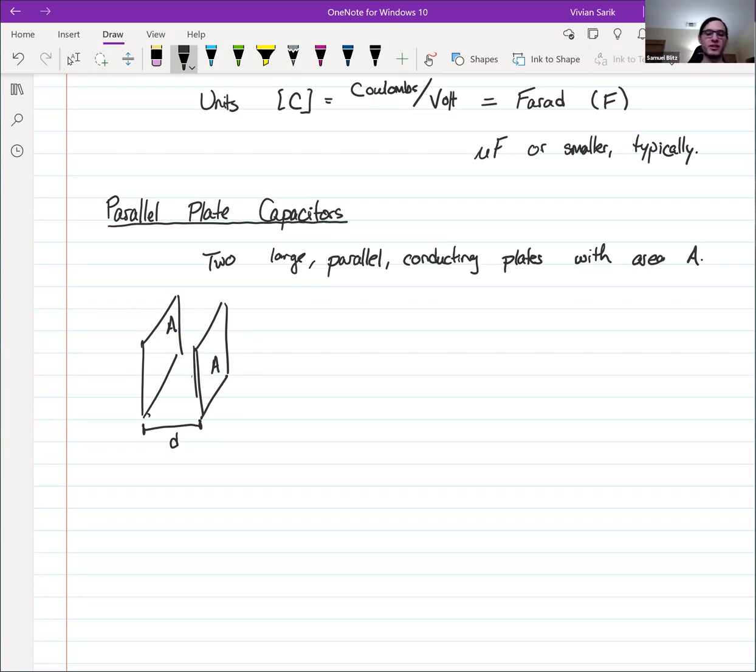We're going to allow ourselves to make the assumption that these are infinite plates, i.e. they're very large compared to the separation distance. So we can use the E field approximation for an infinite plate.